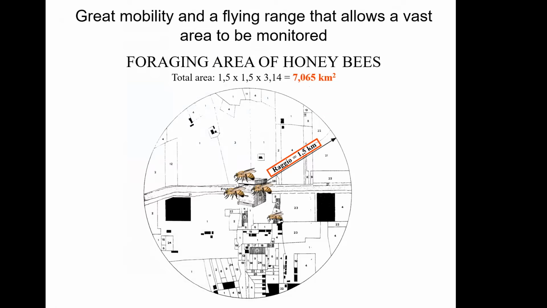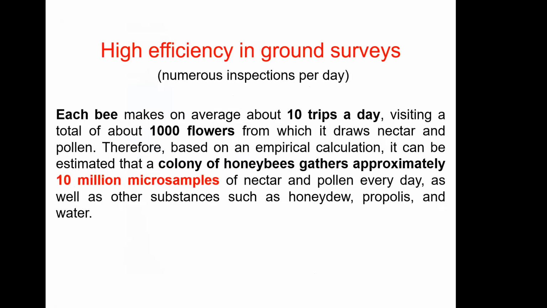Another very important factor that makes honeybees very good bioindicators is that they cover an area of almost 7 square kilometers, because they have a flight radius of 1.5 kilometers. So they cover a very broad range. And also, if we consider the high number of worker bees that make numerous trips per day, we potentially could have 10 million microsamples of the environment, mainly nectar and pollen, but also, as I said before, other matrices of the environment.